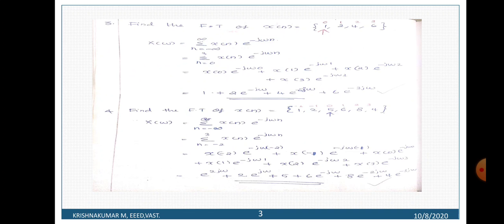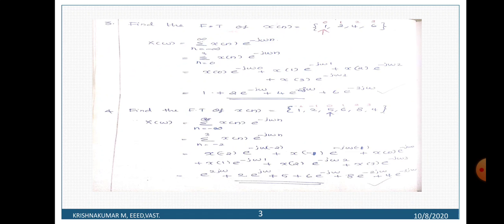Okay, the next one, find the Fourier transform of x of n is equal to 1, 2, 4, 6. It is a finite right-sided sequence because x of 0 is equal to 1, x of 1 is equal to 2, x of 2 is equal to 4, x of 3 is equal to 6. So it ranges from 0 to 3. It is a finite right-sided sequence.